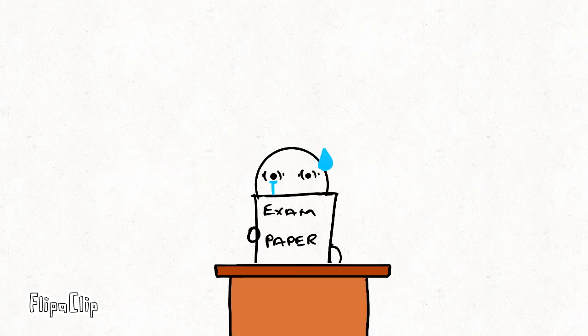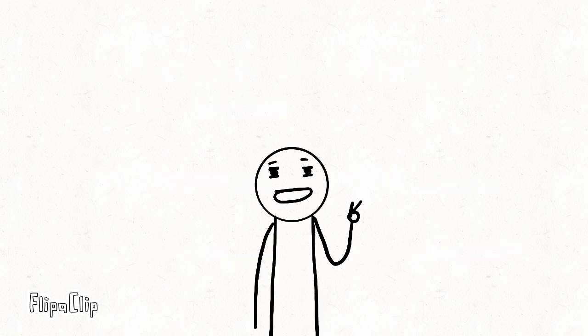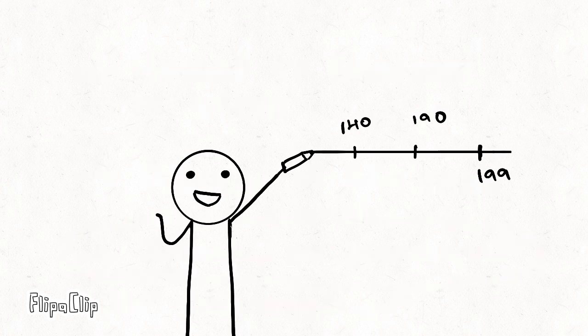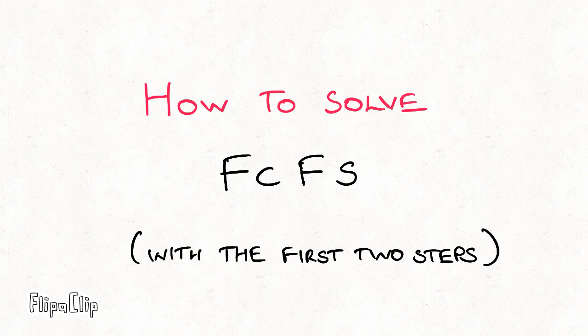So, in every question regarding disk scheduling algorithms, we will be given the requests in an order, the current position of the read/write head, and the direction of movement. For the first 2 algorithms, the direction of movement will not be applicable. I'll explain what the direction of movement is when we get to scan and the other algorithms. And now I will explain how to solve the first come first serve algorithm, while also telling you what the first 2 common steps to all the algorithms are.